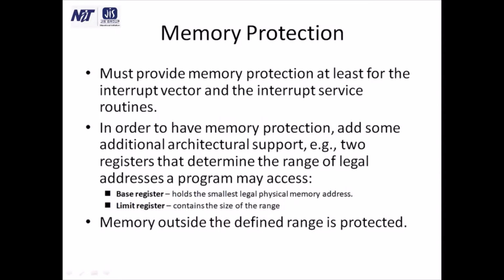And how does memory protection happen? It must provide memory protection at least for the interrupt vector and the interrupt service routine. In order to have memory protection, we have to add some additional architectural support, like registers that determine the range of legal addresses of a program. We have to provide a base register and a limit register. The base register holds the smallest legal physical memory address, and the limit register contains the size of the range. Memory outside the defined range is protected.